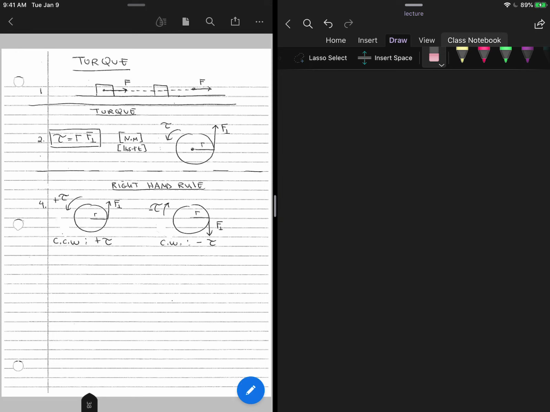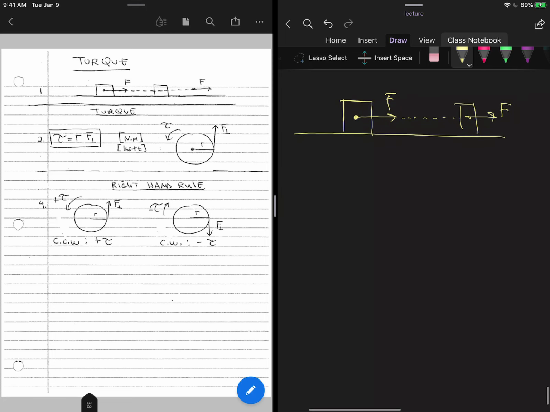Before we discuss torque, let's go back and look at forces. Let's say that this is the floor and there's a crate here, and you apply a force at the center of the crate. That's going to cause the crate to move in a straight line, so it'll wind up over here.